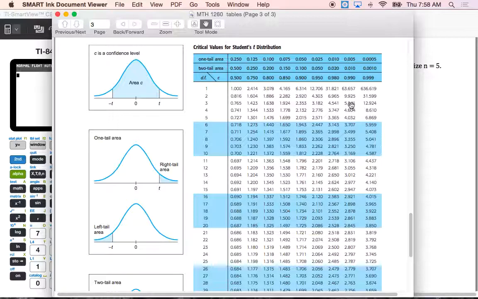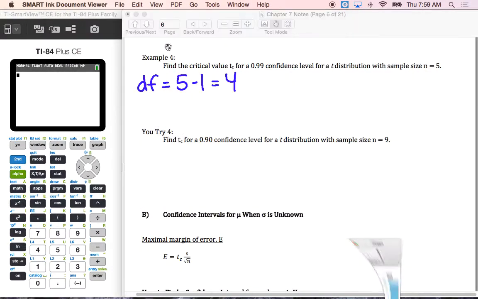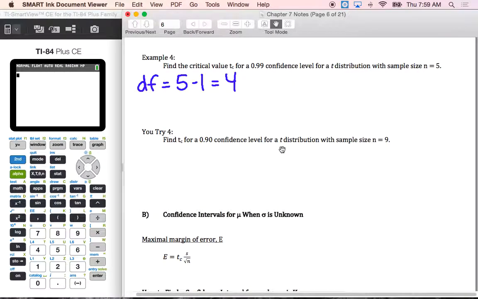So that means the TC would be 4.604. This is the same thing as our ZC when we went through it in 7.1. So you are going to need to know that TC in order to be able to find your estimation, your E values there.